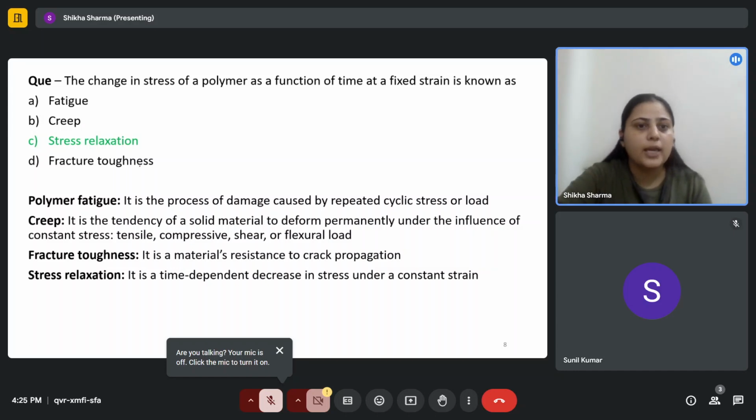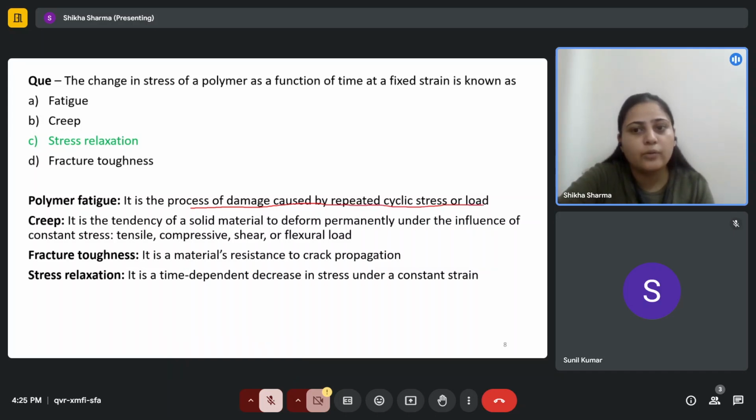So what happens is, fatigue, which is option A, is actually the process of damage caused by repeated cyclic stress or load. When we apply the stress or the load in a cyclic or repeated way, then some kind of damage is caused to that material or polymer, and it is known as polymer fatigue, right? So fatigue is nothing but, when we apply cyclic stress or strain, what is the damage in the product?